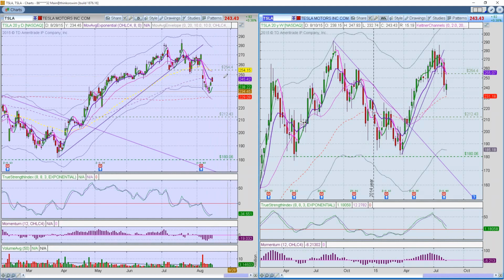So it may chew around here because Tesla is a great trading stock because it has such large daily and weekly moves. Like this week's move is $15 on a $240 stock, that's a nice weekly move.